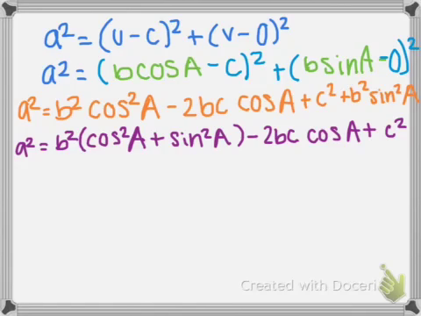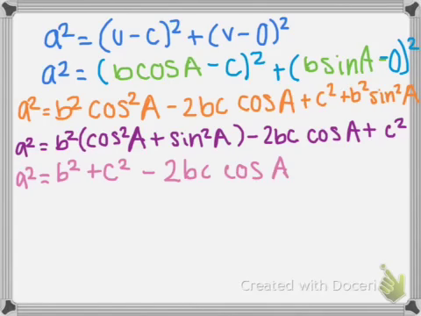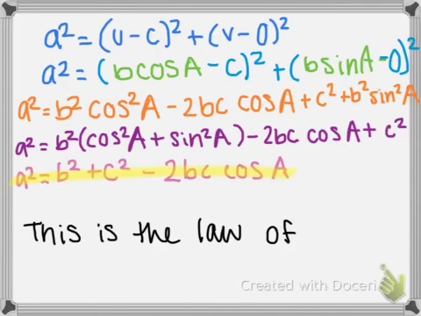And then, because we know cosine squared a plus sine squared a is equal to 1 because of the Pythagorean identities, we can substitute 1 into where cosine squared a plus sine squared a is, so then you get a squared equals b squared plus c squared minus 2bc cosine a. And this is your law of cosines.